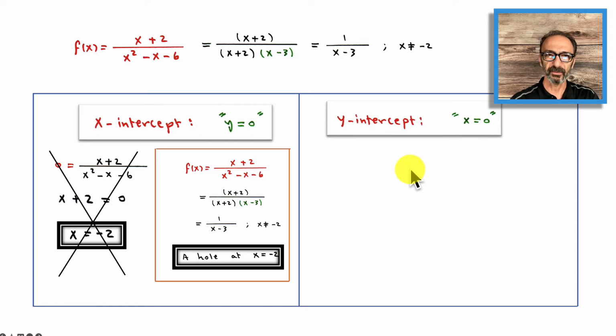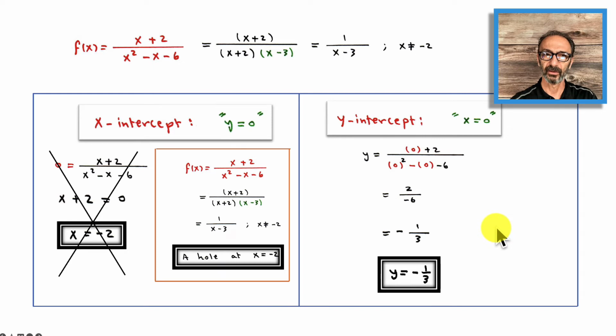For the y-intercept, we just plug in x equals 0 and simplify this. 0 here plus 2, 0 squared minus 0 minus 6. We'll end up with 2 over -6, simplified to -1/3. And that is my y-intercept, just below the x-axis.